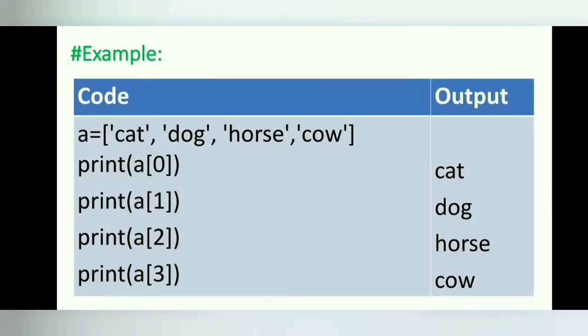Example. In this example, a list containing 4 items cat, dog, horse, cow is assigned to the variable a. We can access an item in the list by specifying its index within square brackets. Because the index begins at 0, print a[0] will return the first value, that is cat. Similarly, print a[1] will display the second value in the list, dog. Print a[2] will display the third value, horse. And print a[3] will display the last value in the list, cow. So we can access an individual item in the list by specifying its index within square brackets.